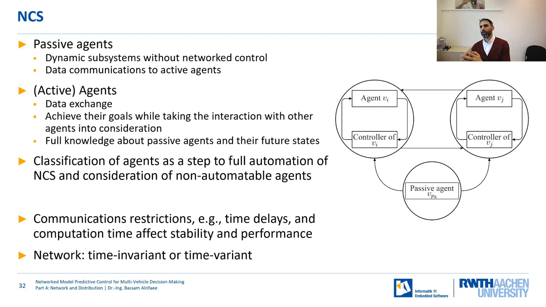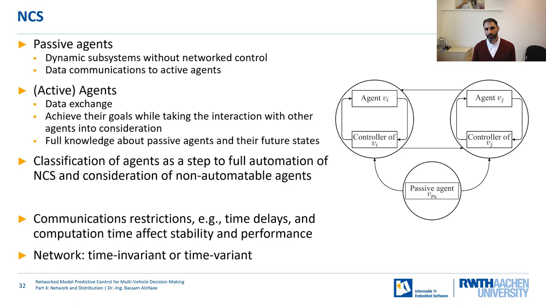So now active agents, or we say just agents in general, they exchange data. They achieve their goals while taking the interaction with other agents into consideration, the network. And they have full knowledge about passive agents and their feature states or estimate or whatever. And this classification of agents can be considered as a step to full automation of NCS and for consideration of non-autonomous or non-automatable agents.